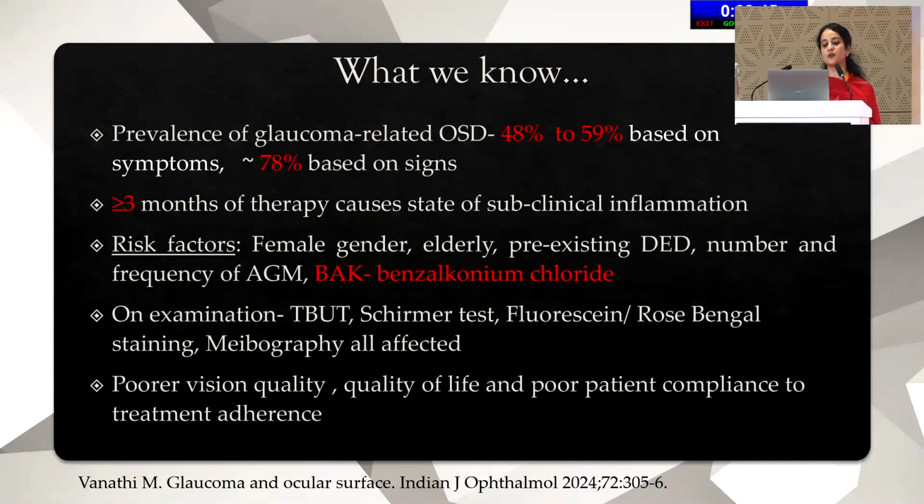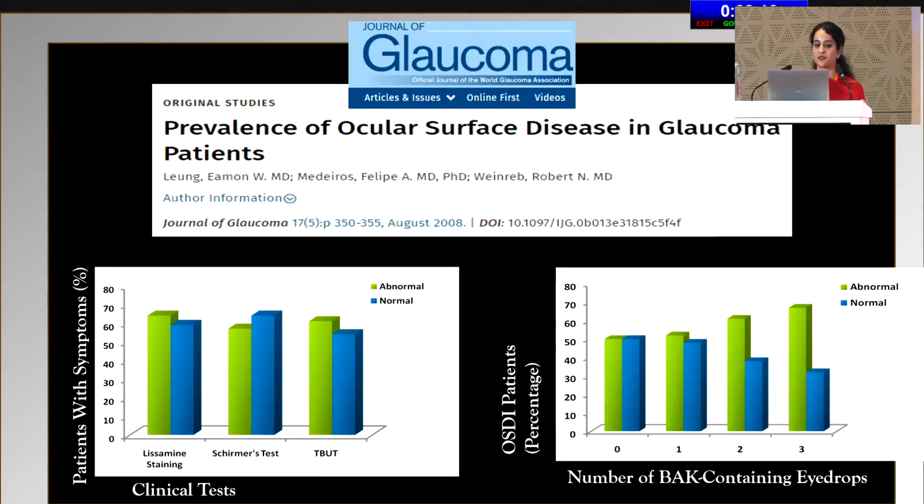And the risk factors for OSD are the female gender, elderly patients, pre-existing dry eye disease, the number of medications and frequency of medications, and whether preservative is used or not. On examination, we can use the dry eye profile that we do, the TBUT and the Schirmer's test, and meibography as well. And studies have shown that all parameters have been affected in glaucoma patients. This also, in turn, relates to a poor quality of vision, quality of life, and poor patient compliance, because patients would not want to put their drops.